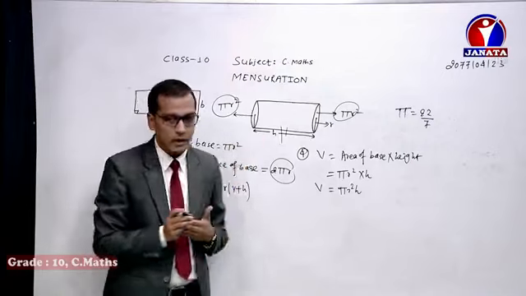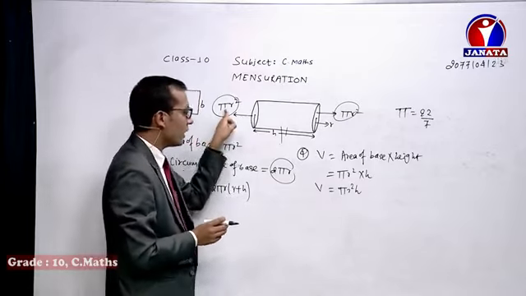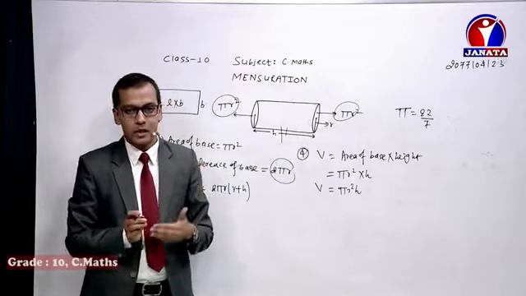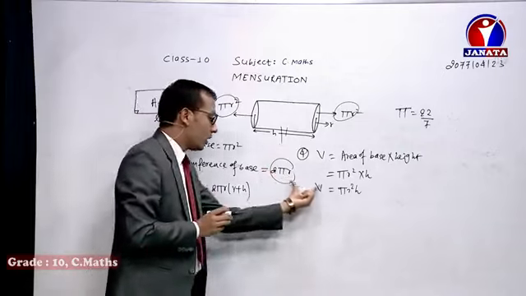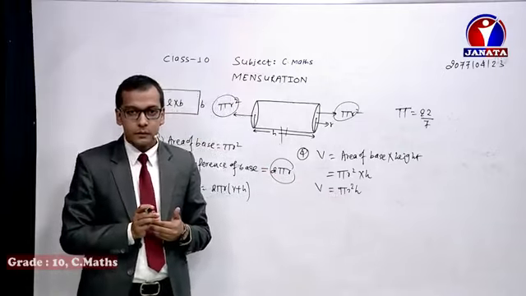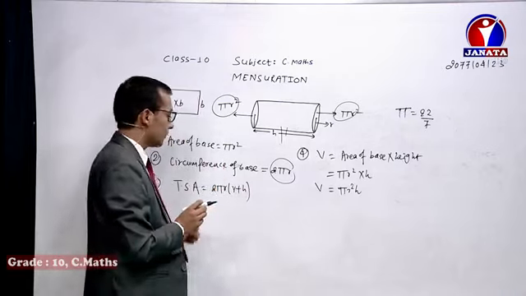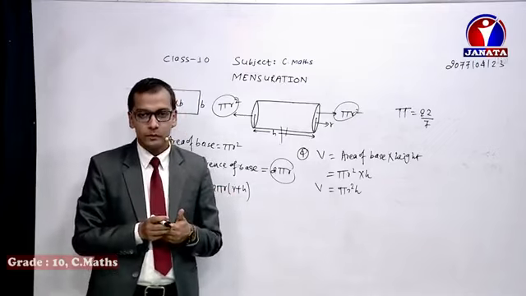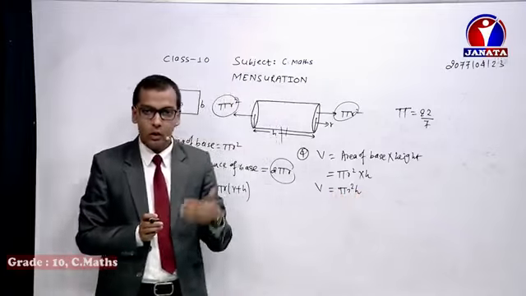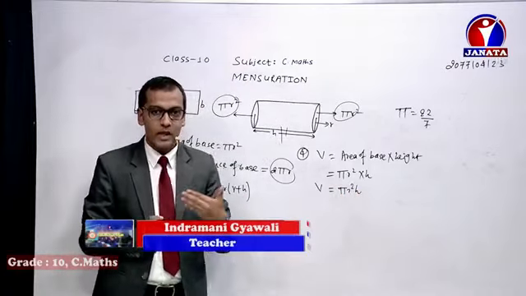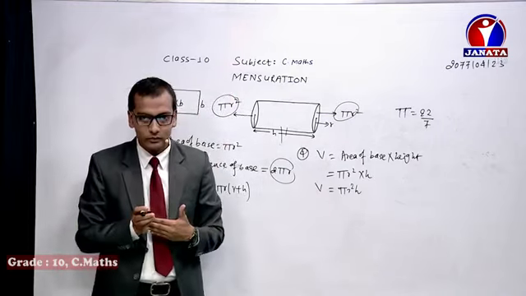There are two circular faces. The area of circular faces is pi r square plus pi r square, meaning 2 pi r square. The area of the curved surface is 2 pi r times h, meaning circumference times height. Volume is pi r square times h, or if we are given the base area, we can find it from base area and height. We can easily calculate its volume.